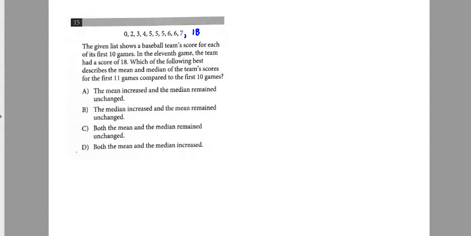When you add a really big number to a set of data, you are going to increase the average, aka the mean. The mean is going to go up because now you're going to add 18 to it and divide by 11, and that 18 is way bigger than everybody else. So you're going to increase the average. However, the median, let's just take a look. With these 10 numbers here, the median is right in the middle. So the median would be at the halfway point, which is actually tied between those two 5s. So the median was 5.